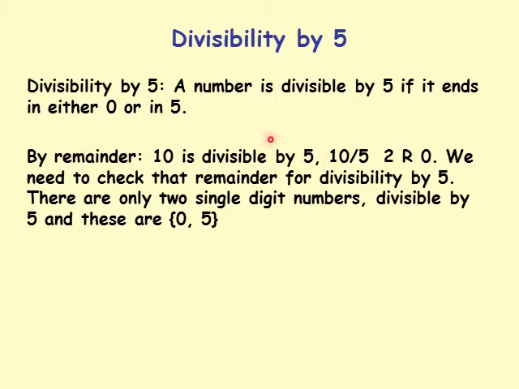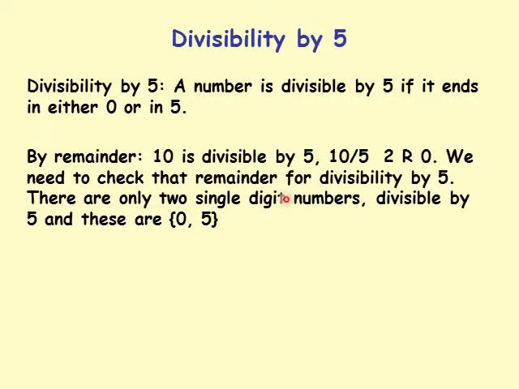That means that we would try to take away as many 10s as we can from the number. What's left over is the remainder. It's the same thing as if we were to divide a number by 10, discard the quotient and keep the remainder. We need to check that remainder for divisibility by 5. So that remainder, what's left over, is a single digit, and there are only two single digit numbers divisible by 5, and those are 0 and 5.